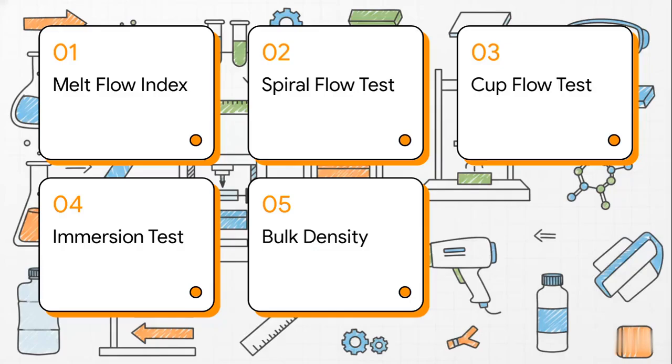So here's our agenda. Number 1, melt flow index. Number 2, the spiral flow test. Number 3, the cup flow test. Number 4, the water absorption test. And number 5, the bulk density test.